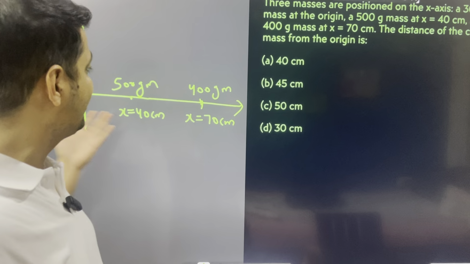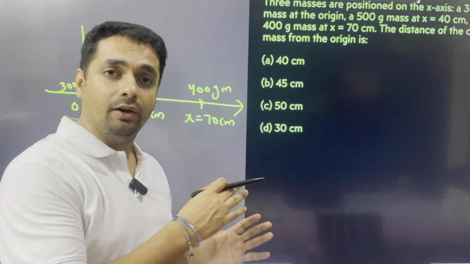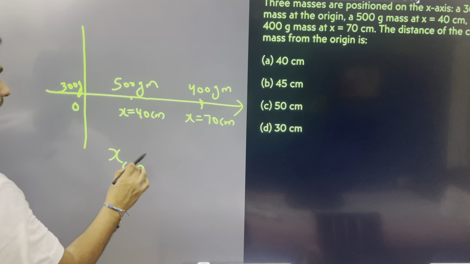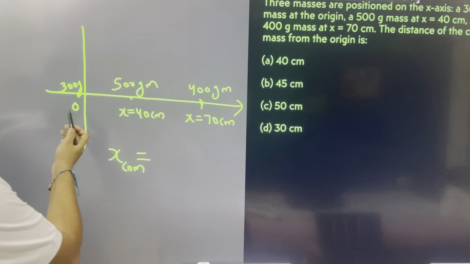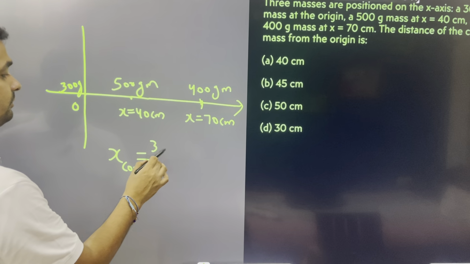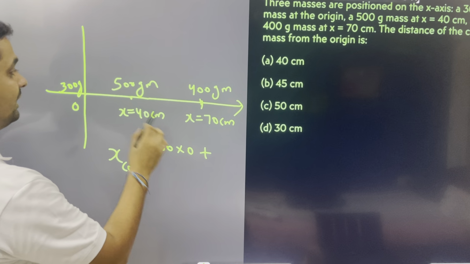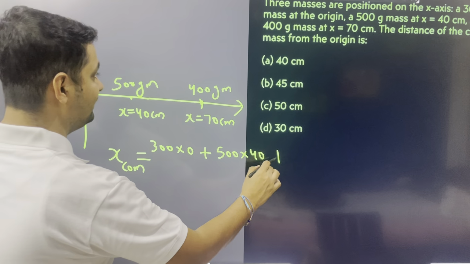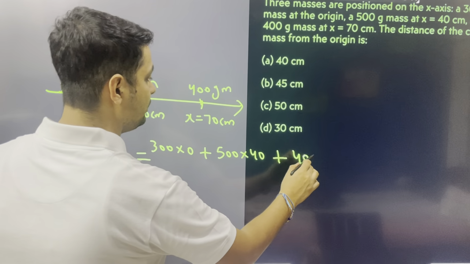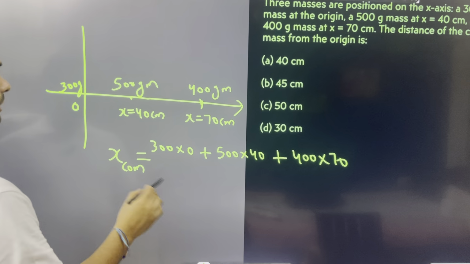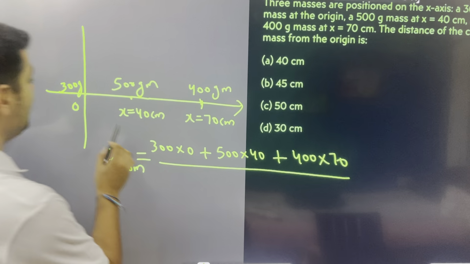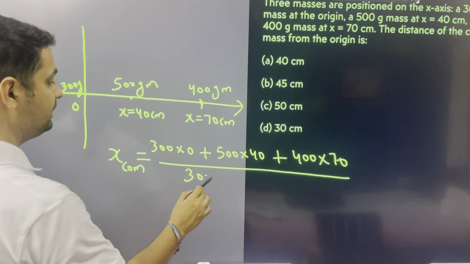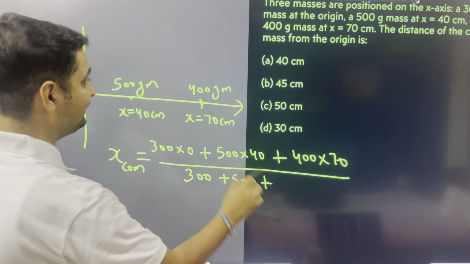Now we have just studied how to find the center of mass position. Because all the particles are along the x coordinate only, the center of mass will definitely lie along the x coordinate only. So what is the x center of mass? According to that, M1 x1 plus M2 x2 plus M3 x3. The positions are already given, so it is very easy: 300 into 0 plus 500 into 40 plus 400 into 70. There is no need to change the unit, because it will cancel out. Then the sum of all the masses: M1 plus M2 plus M3, 300 plus 500 plus 400.